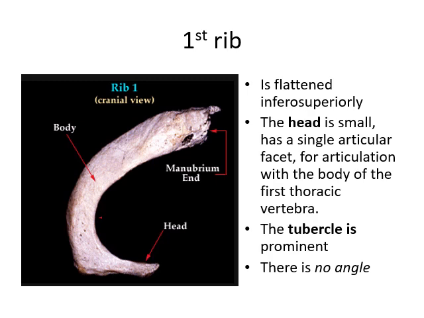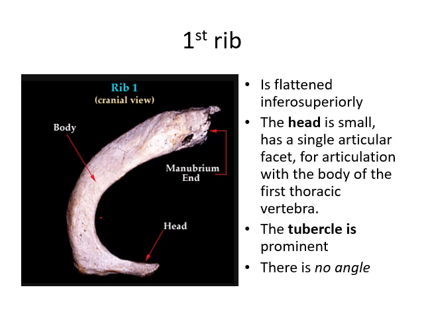Then you see that the head is there. It is small and it has a single facet because it is going to articulate with the first thoracic vertebra and only the first thoracic vertebra. Because of that, it has only one articular facet on its head. The head is small, with a single articular facet for articulation with the body of the first thoracic vertebra.